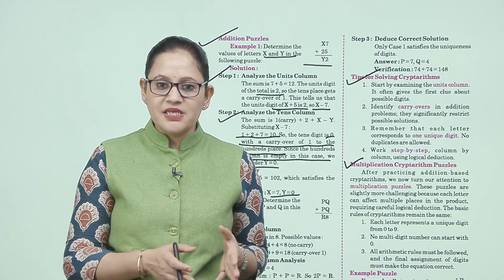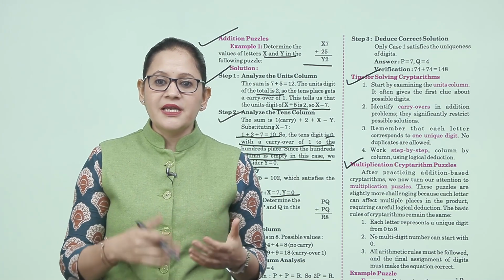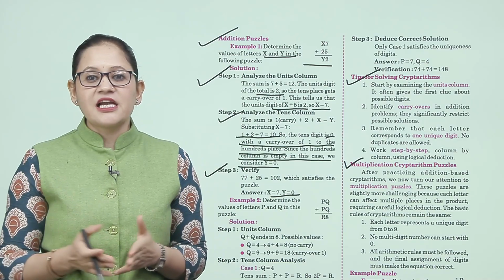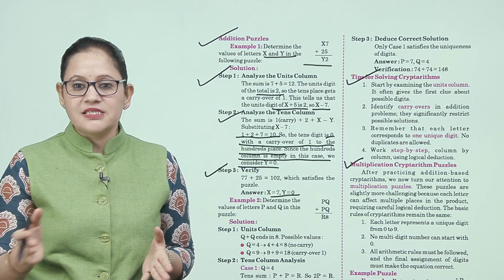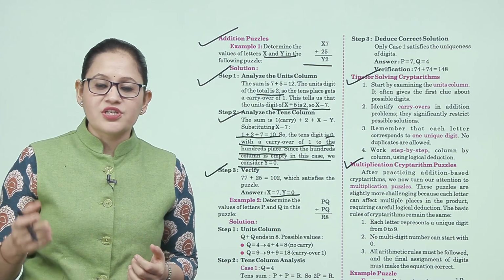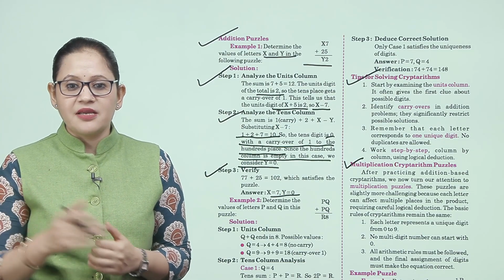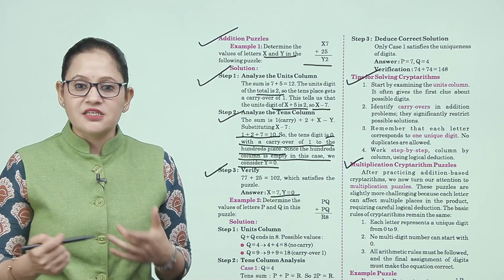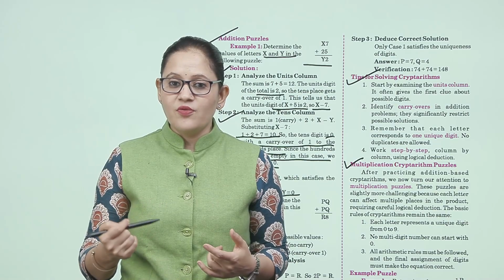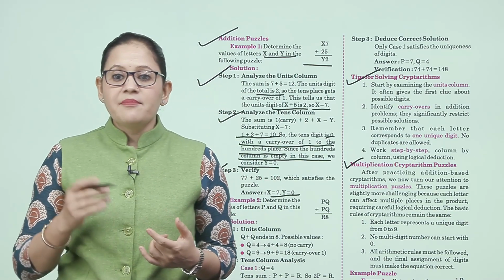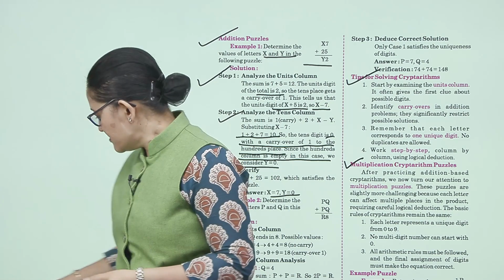After practicing addition-based cryptonyms, we now turn our attention to multiplication puzzles. These puzzles are slightly more challenging because each letter can affect multiple places in the product, requiring careful logical deduction. The basic rules of the cryptonym remain the same. Each letter represents a unique digit from 0 to 9. No multi-digit number can start with 0. All arithmetic rules must be followed, and the final assignment of digits must make the equation correct.